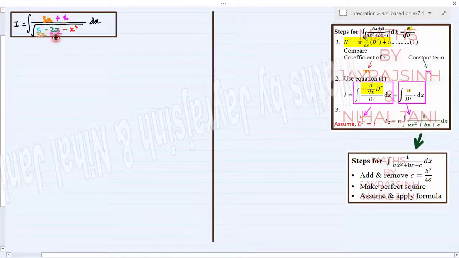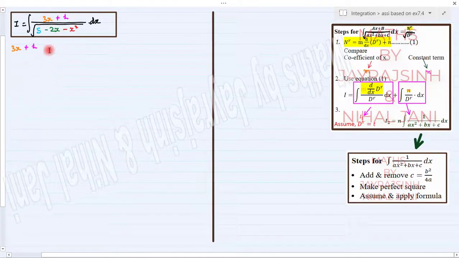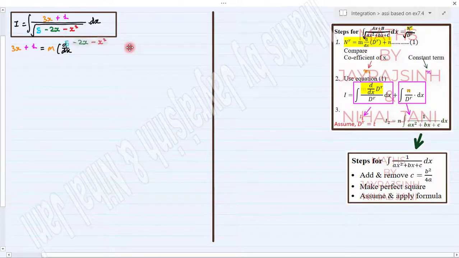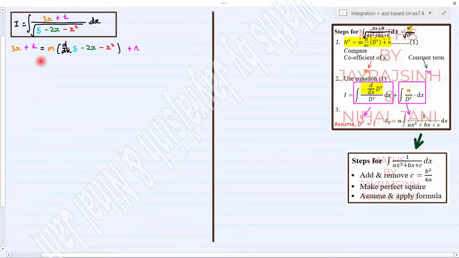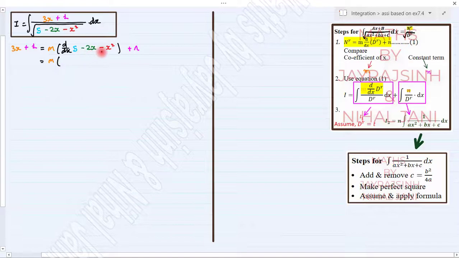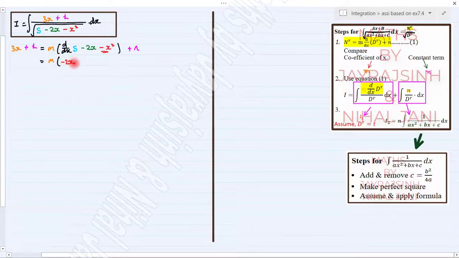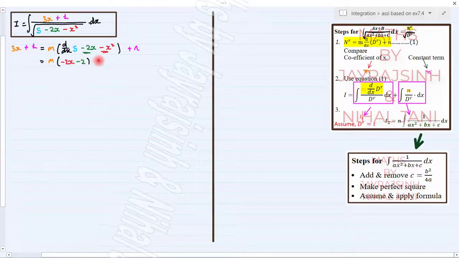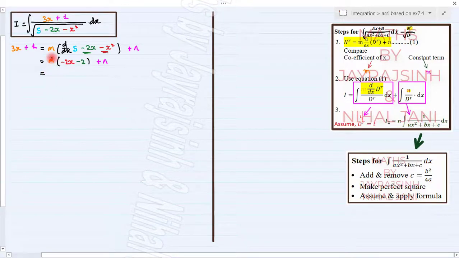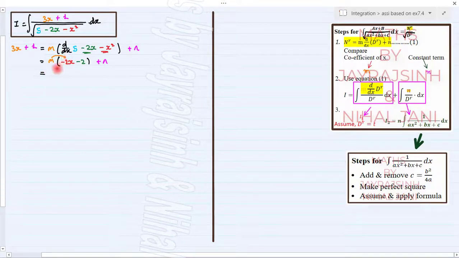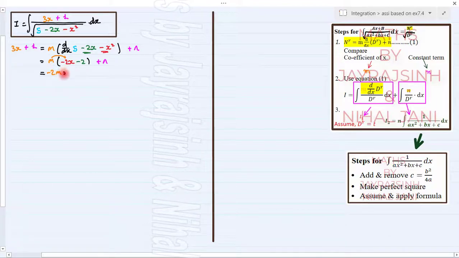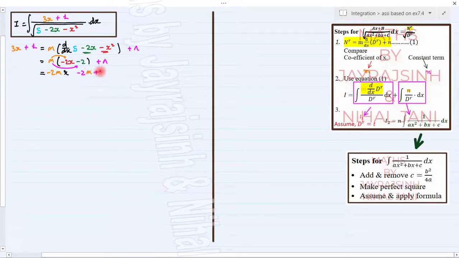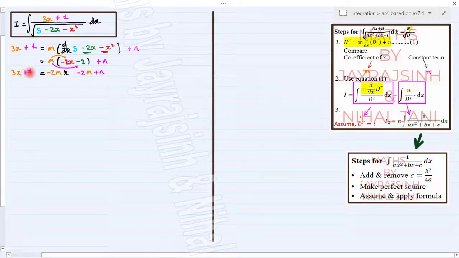The first step is to get the numerator in terms of the differentiation of your denominator plus n. So here we'll get m into the differentiation of minus x square, which will be minus 2x, and the differentiation of 5 will be 0, plus n. Open the bracket, you will get m into minus 2x, which is minus 2mx, and m into minus 2 will give us minus 2m plus n, and 3x plus 1 is as it is.